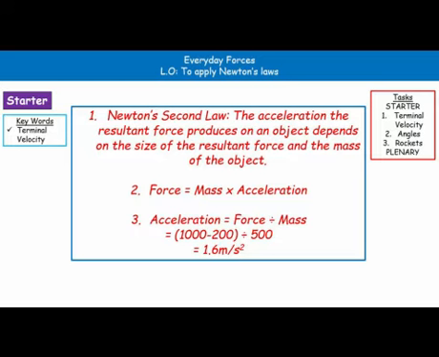Second mark is for that second line there. So you needed to work out our resultant force first of all. So it's 1,000 minus 200 gives us 800 divided by our mass of 500 kilograms. And then your final answer for the third mark is 1.6 meters per second squared. So add it up and give yourself a mark out of 5.